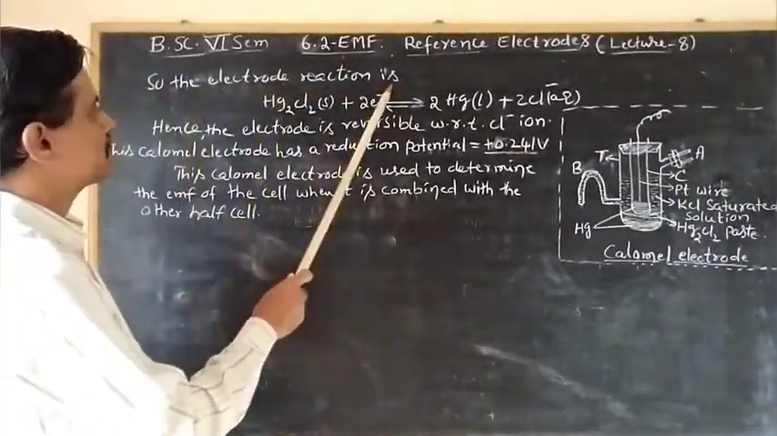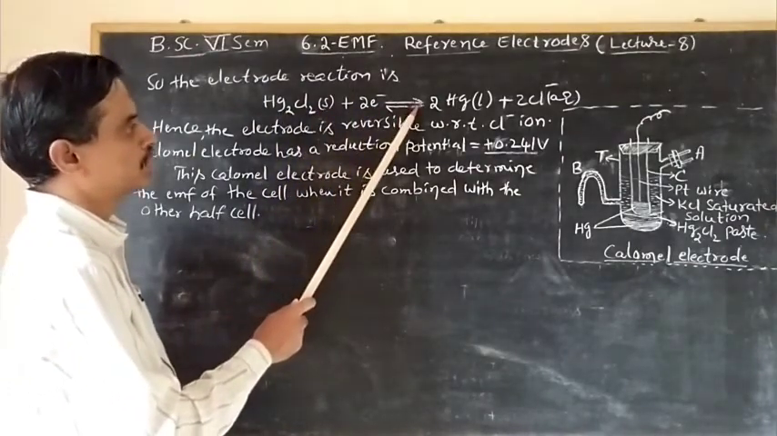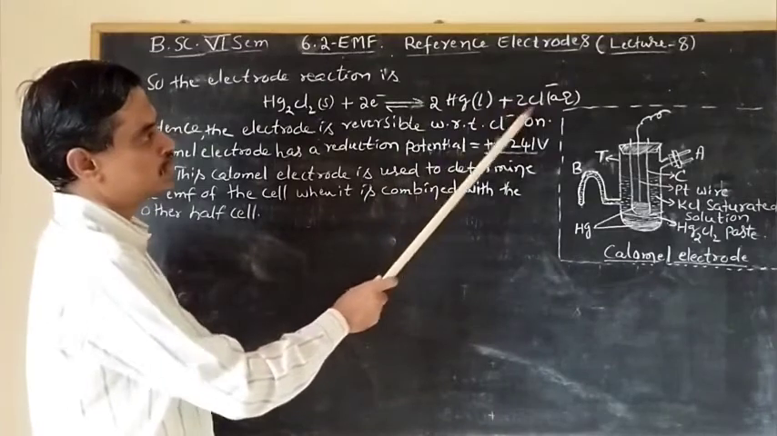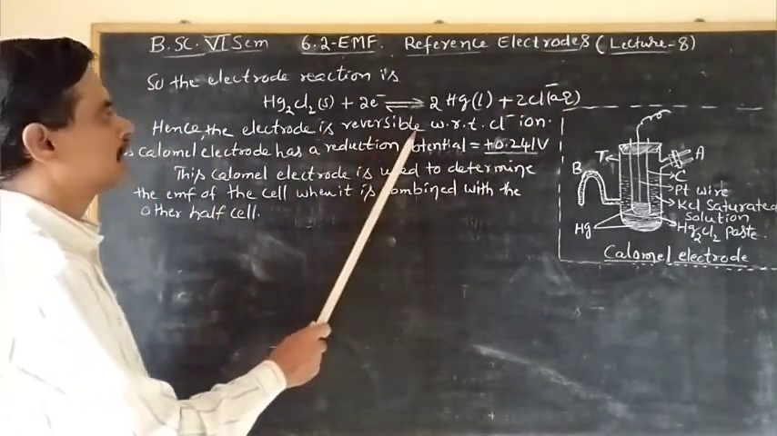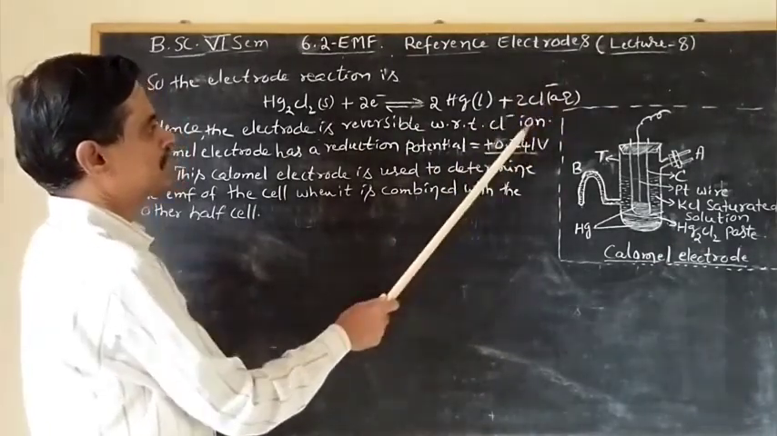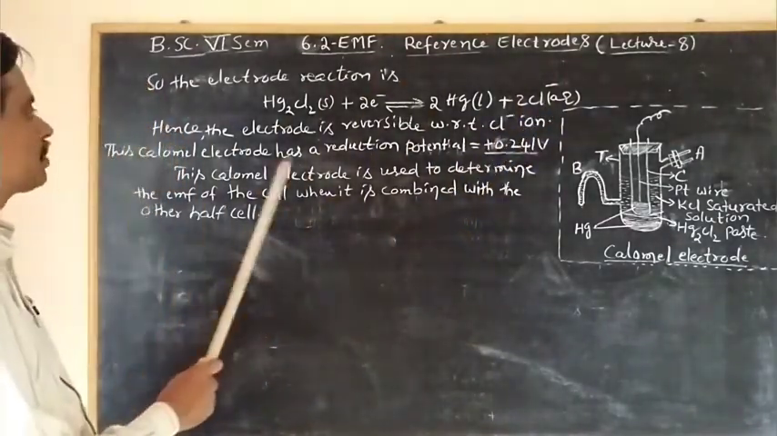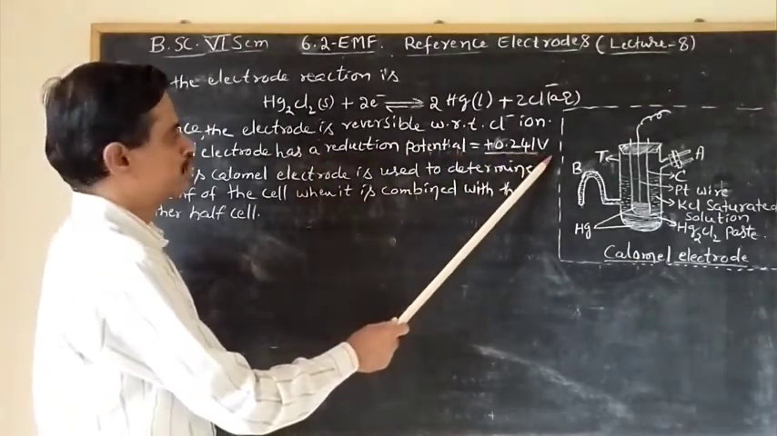So the electrode reaction is Hg2Cl2 solid plus 2 electrons gives rise to 2 Hg plus 2 Cl minus aqueous. Hence the electrode is reversible with respect to Cl minus ion. This calomel electrode has a reduction potential equal to plus 0.241 volts.